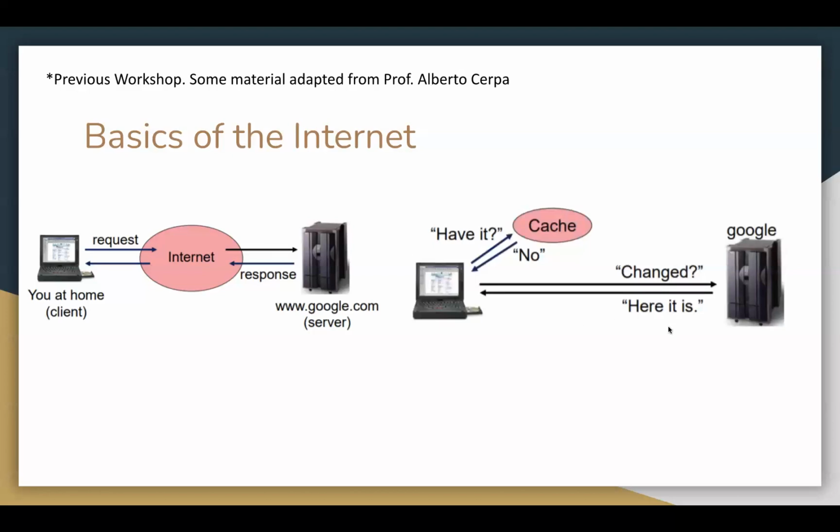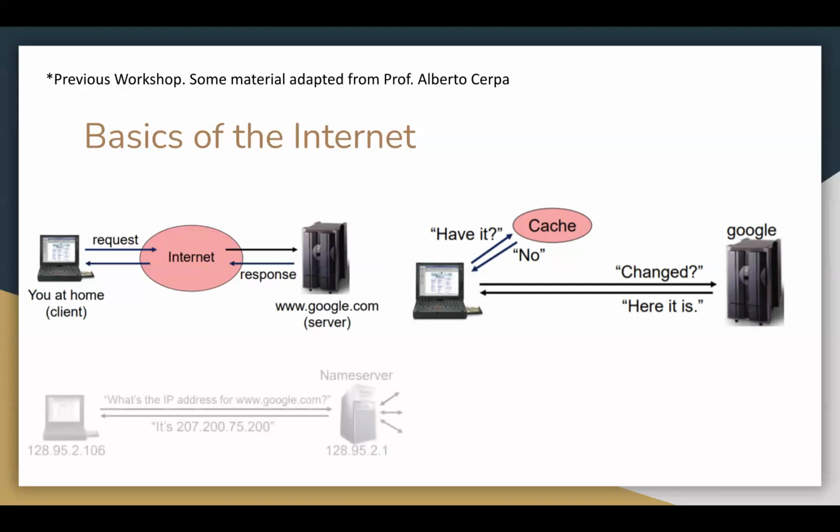Sometimes on the client side, instead of going all the way to google.com asking for the web page, it looks in the cache to see if the web page is there, so you don't have to keep going to Google. Otherwise, if it's changed, then you have to go get the new data.